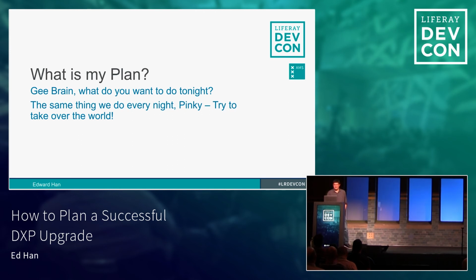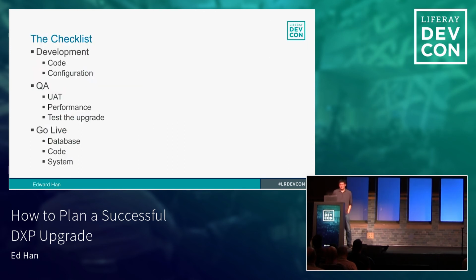So what is my plan? Basically, you're going through these 3 main phases after you've done your analysis. Development, where you're upgrading the code and your configuration. QA, where you're running your UAT tests, your performance tests, and you're testing the upgrade process itself. And go live, where you're upgrading the database, the code, and your system. Sorry, when I say code, I mean deploying your code.